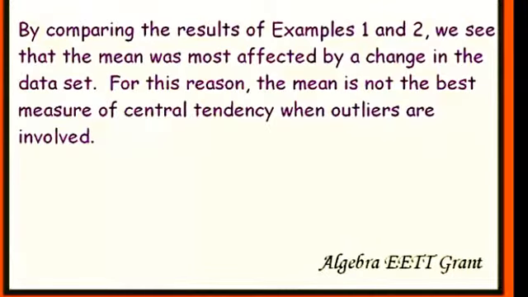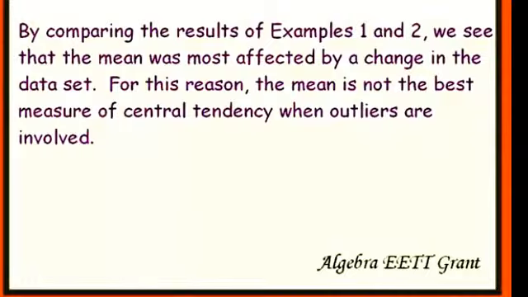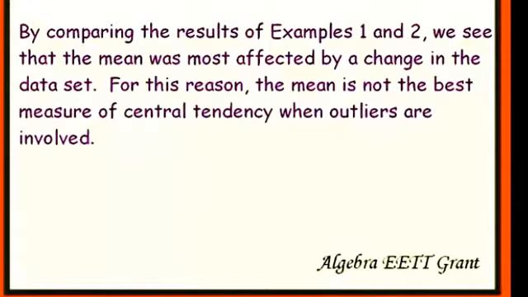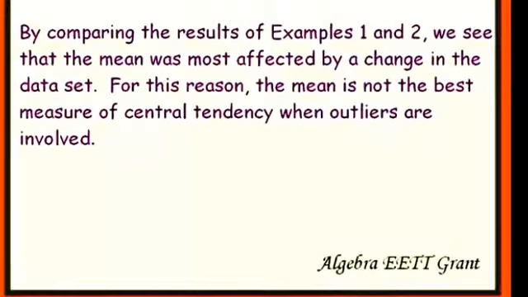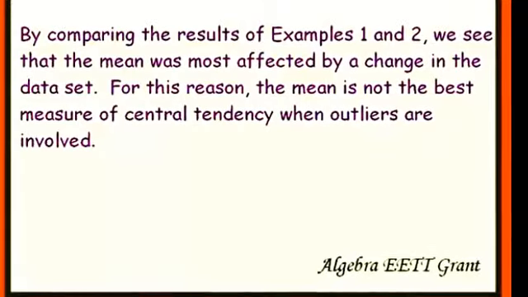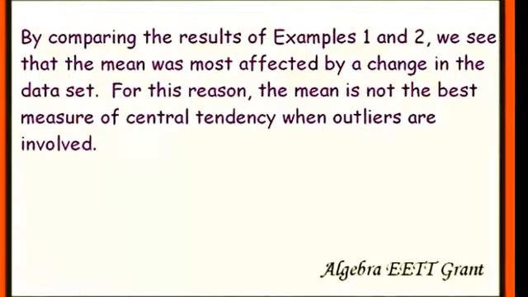For this reason, the mean is not the best measure of central tendency when outliers are involved. By adding that 50, that teacher's age, we changed the mean, but the median and the mode of our set did not change. So the mean is the one that is most prone to change when you have an outlier.